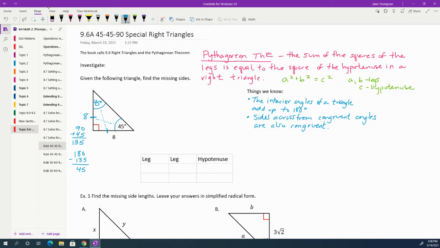My goal here is to find the missing sides. I've already got one of them. Well, I also know that if I have any two sides of a right triangle, I can find the third side. So here I'm going to go ahead and use the Pythagorean theorem.